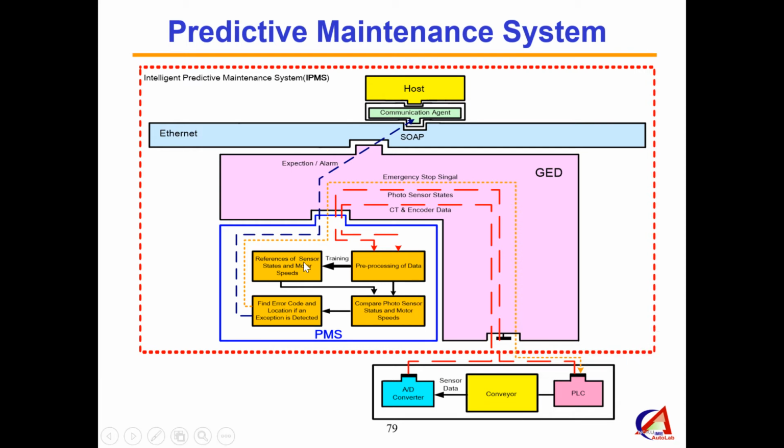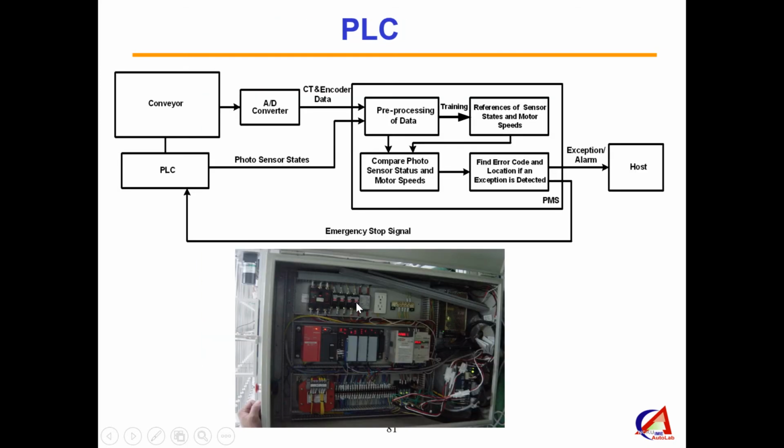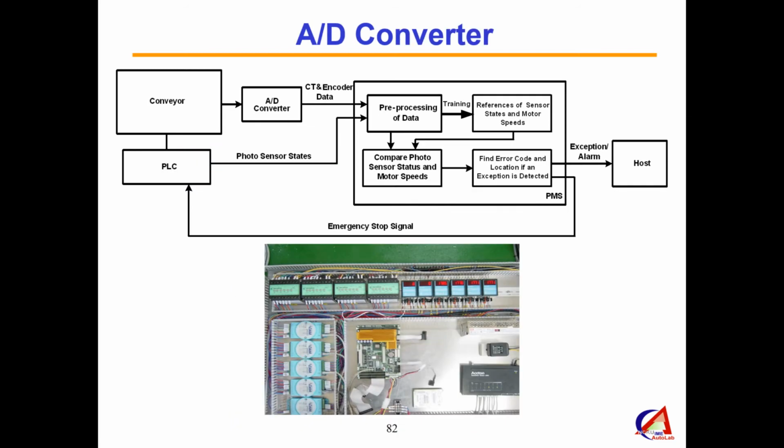So this is a very typical example, a very simple example to tell you how to design the application module, I should say the pluggable application, to do predictive maintenance. So you see, this is what we really implement, the PMS development. So you see, this is the PLC, and this is the A to D converter. Here is the A to D converter hidden.